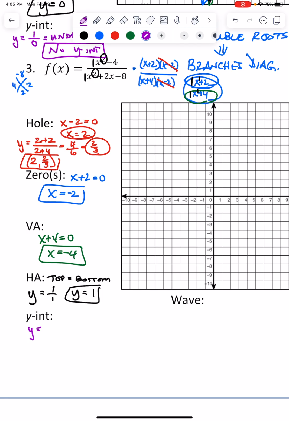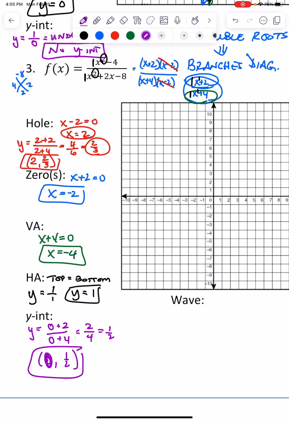And then our y-intercept, if we plug in what we've got here, again, you can plug it into the original or our simplified version over here. You get the same thing. Go 0 plus 2 over 0 plus 4 be 2 over 4, which is 1/2. So we've got 0 comma 1/2 for our y-intercept, right? So let's put it all on the graph.